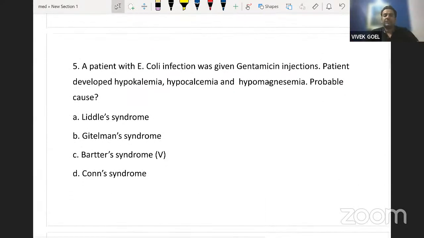Moving on, the fifth question. A patient with E. coli infection was given gentamicin injections. Gentamicin is an aminoglycoside. The patient developed hypokalemia, hypocalcemia, hypomagnesemia. Probable cause: was it Liddle syndrome? Was it Gitelman syndrome? Was it Bartter syndrome? Was it Conn syndrome?